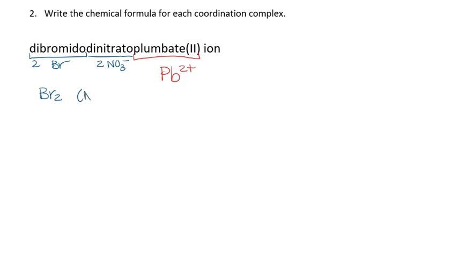And then our nitrate will look like this. When we go to write the chemical formula, we have to put the ligands in alphabetical order according to the letters in their symbols or in their formulas. So we have a B and we have an N. So that means the bromide ligands will go first, the nitrate ligands will go second, and with the chemical formula, we always put the metal ion first. So we'll start to get that written down. We have Pb, Br2, (NO3)2.